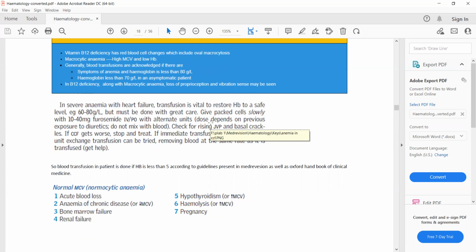So in Plab 1 Keys and in Plab Verse, it is written to transfuse blood in a patient with a history of ischemic heart disease at less than 9 HB. I don't know about the recent one, but remember that the threshold for blood transfusion in a patient with a history of heart disease is less than 50 gram per liter, or 5 milligram per deciliter.